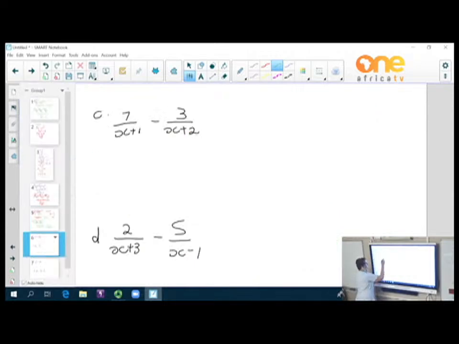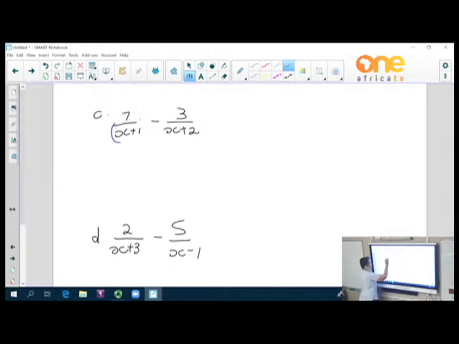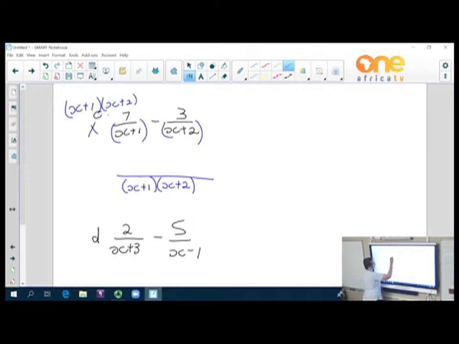Number C. Again, it's a good idea to put brackets around there to see it as a whole. So what is my LCM? X plus 1, x plus 2. This is the kind of question that they like to ask in the exam. X plus 1 times x plus 2. And here, x plus 1 times x plus 2. And we cancel. So this can cancel. Then you have 7x plus 14. This can cancel. That one is plus 1.